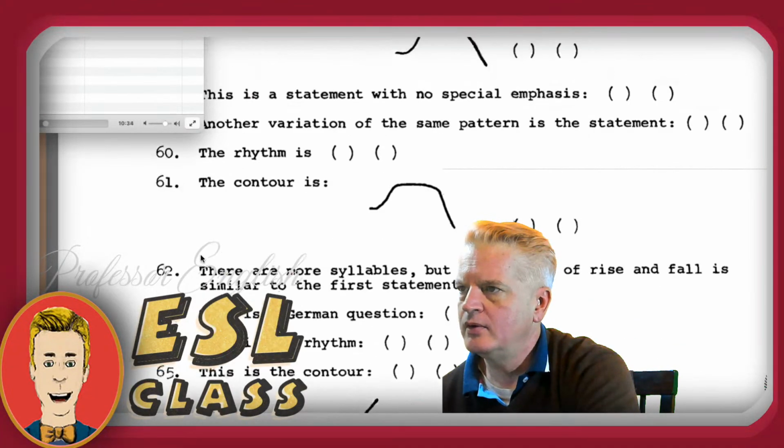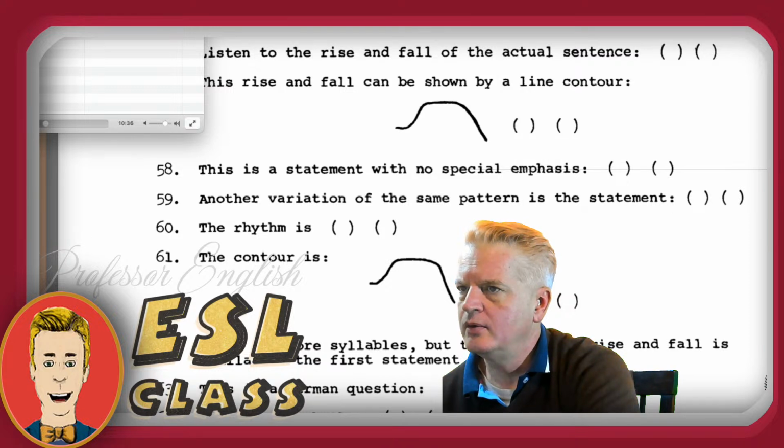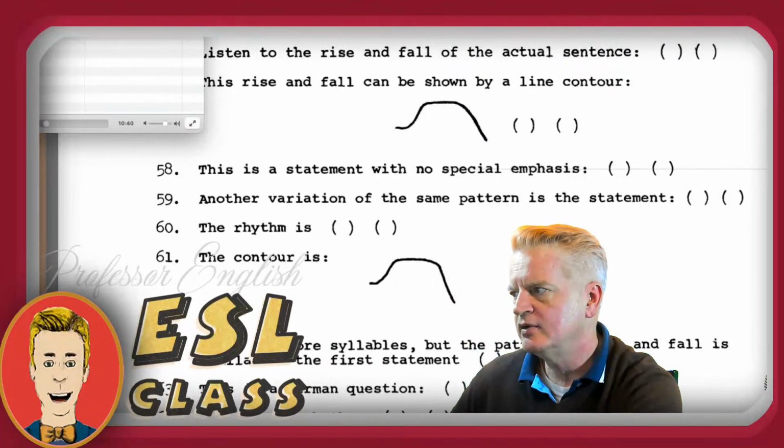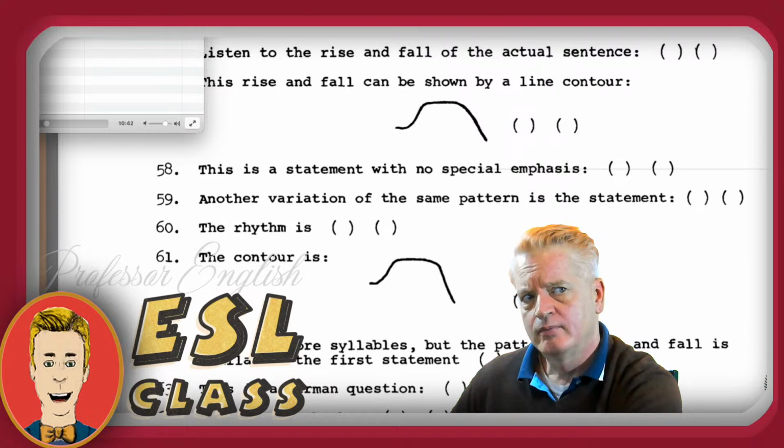58. Das ist das Hotel. 59. Another variation of the same pattern is the statement, Ich verstehe Frau Kunze nicht.